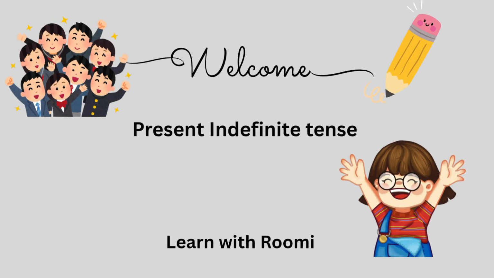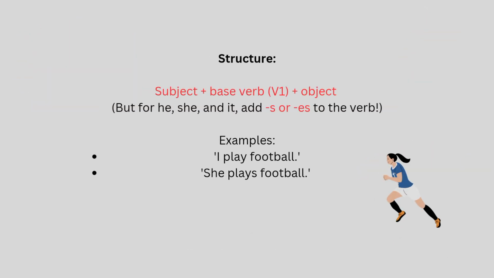Today I will tell you the easiest way to understand present indefinite tense. So let's get started. The present indefinite tense is one of the most commonly used tenses in English. We use it to talk about daily routines, general facts, and scheduled events.